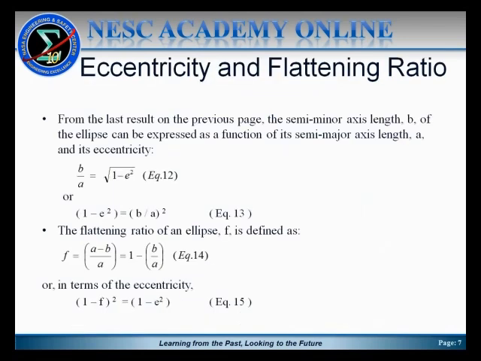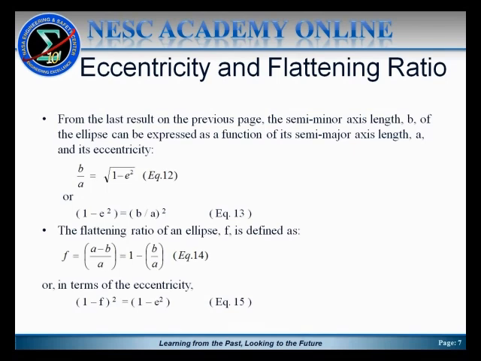What's the relationship between the eccentricity and what's called the flattening ratio? The flattening ratio is commonly used to define ellipses rather than the eccentricity. Recall from the last result on the previous page, the ratio of the semi-minor axis length B to the semi-major axis length A of an ellipse can be expressed as the square root of 1 minus e squared. Or you could rewrite that as 1 minus e squared is equal to b over a, that quantity squared. And that's shown as equation 13.